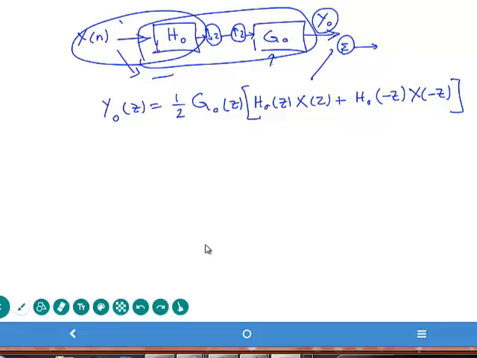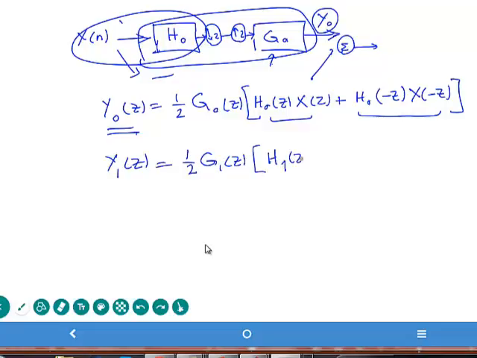you can actually simply go through that. You can get it. So for the first part, we have this y0 simply written in the form of 1 over 2 g0 times h0 x of z plus h0 of minus z x of minus z, so time reverse of that. And we have for y1 of z the same thing for the next branch, and the time reverse of that. But here, this should be summed up. So y of z is actually y0 plus y1.